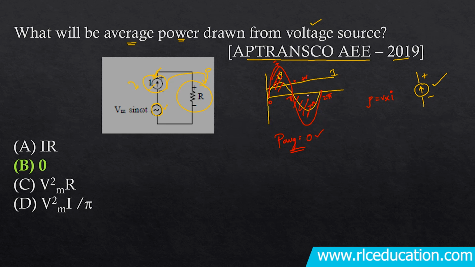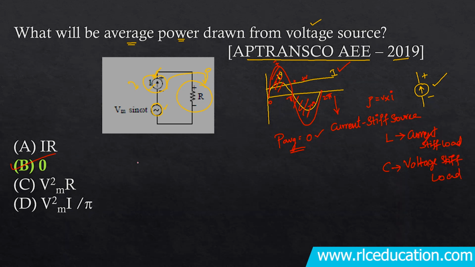Now this source has one characteristic: its current is unchangeable, a constant current waveform, while the voltage waveform is variable. So I can call this source a current stiff source, like we defined L and C as current stiff and voltage stiff loads. For example, an inductor is a current stiff element. When you use L as a load, it is called a current stiff load. Similarly, a capacitor is called a voltage stiff load. So the answer here is B, 0 watts, because it is a current stiff source.